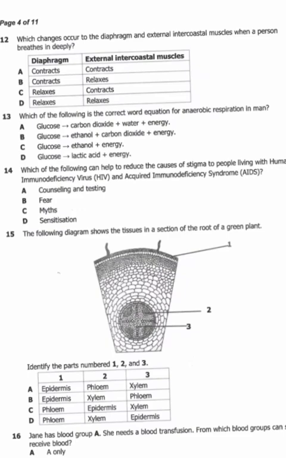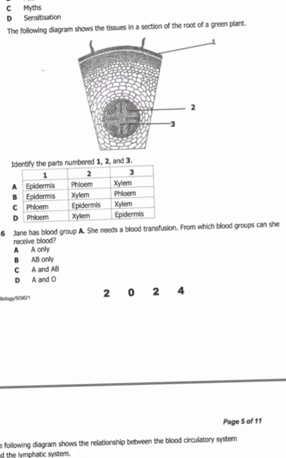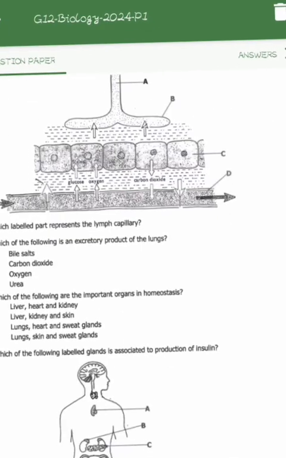Let's move on to question 15. You need to know the parts labeled 1, 2, and 3. The function of 2 and 3, you need to know them. The xylem and the phloem. Then question 17.